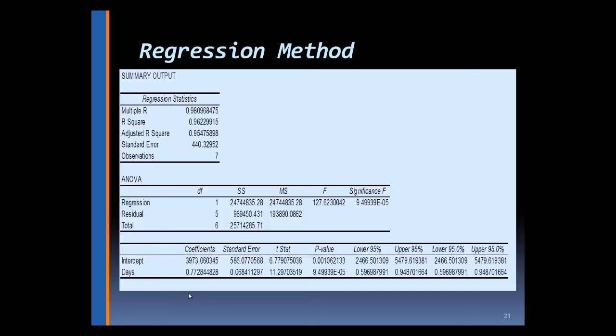Down at the very bottom, you're going to see two coefficients. One says intercept. This is the fixed cost. This would be the cost of cleaning supplies if you had no one staying at the hotel. And then for every day of occupancy, you have 77 cents of variable cost.